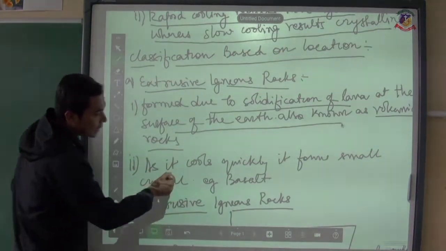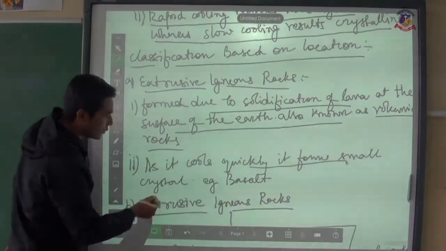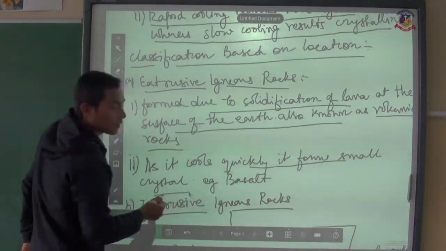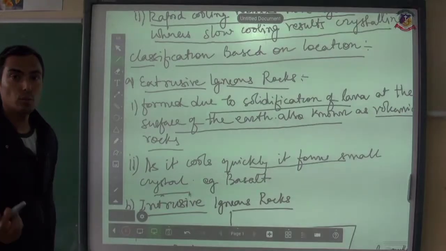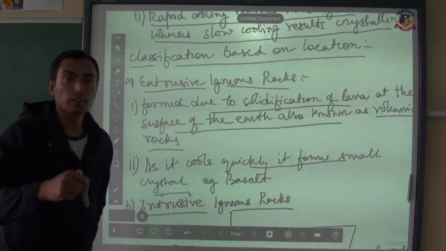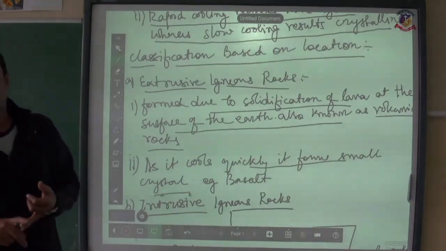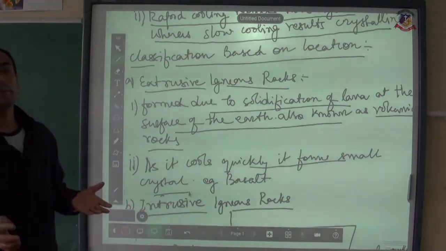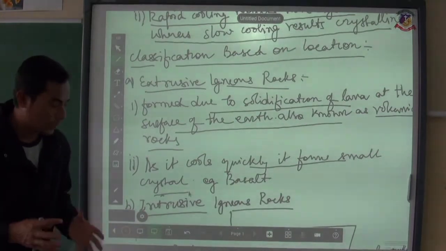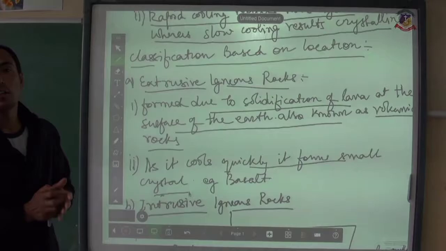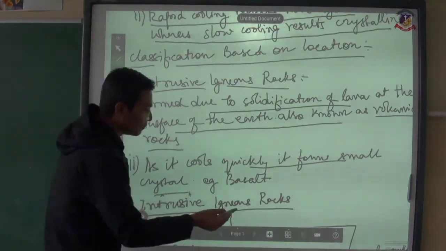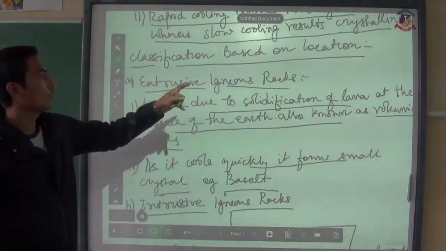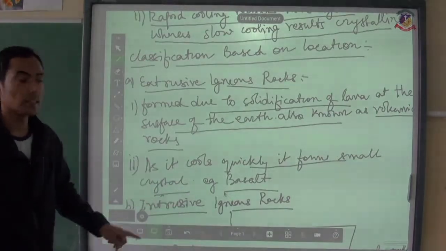Second point, as it cools quickly, it forms small crystals. So I have already told you, as soon as it reaches the earth's surface, because of the wind, because of the rain, or because of the atmospheric temperature, it cools very, very quickly, resulting in the formation of smaller crystals. Best example of extrusive igneous rock is the basalt.